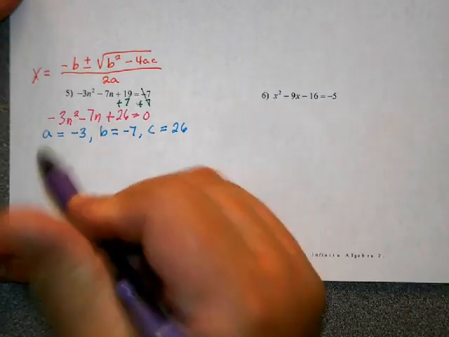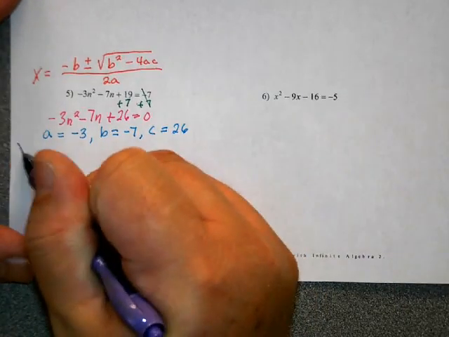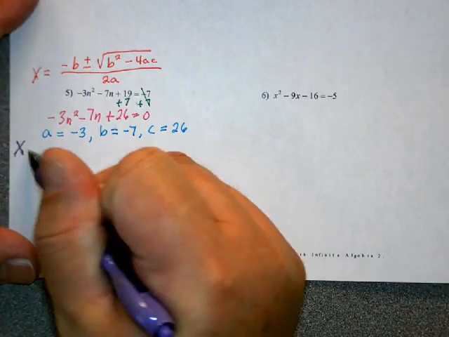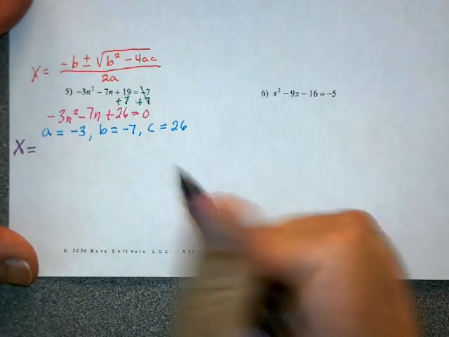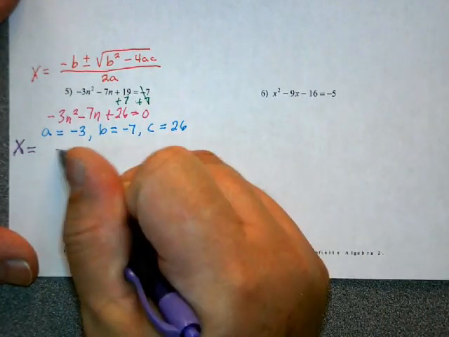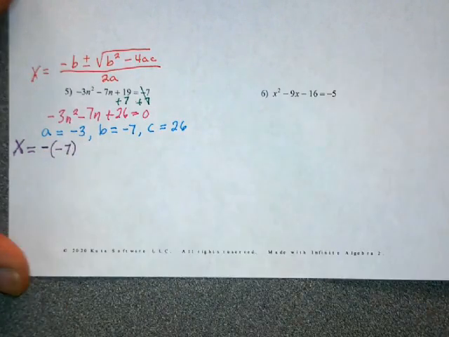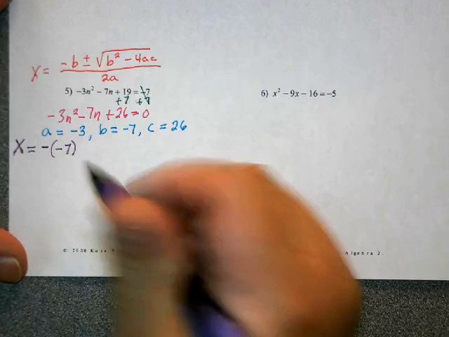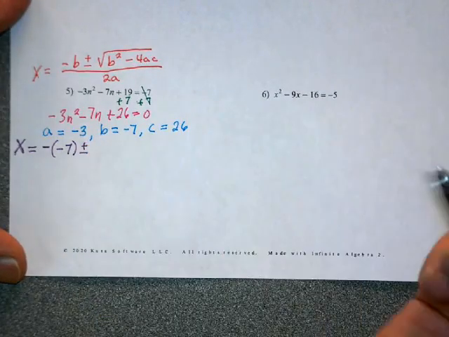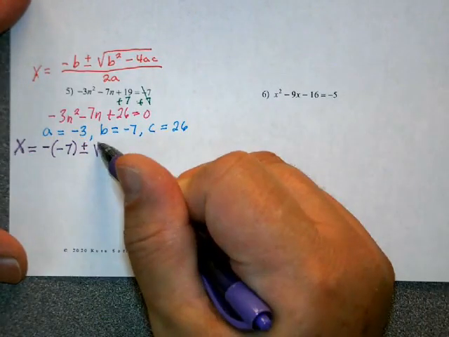Okay, so x equals negative b. So be careful. My b is negative 7, right? So I need negative b plus or minus the square root.